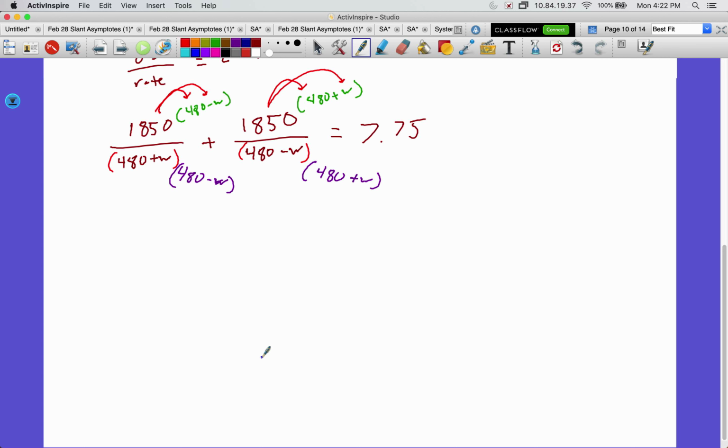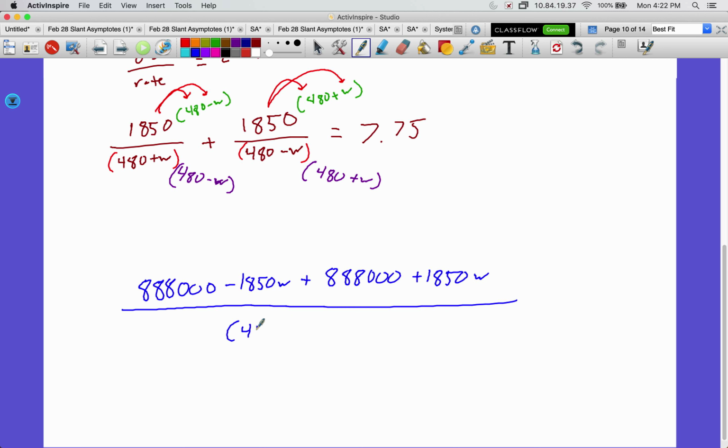So 1850 times 480 is 888,000 minus 1850W plus 888,000 plus 1850W all over 480 plus W times 480 minus W equals 7.75. All right, now these two terms cancel and these can be combined.